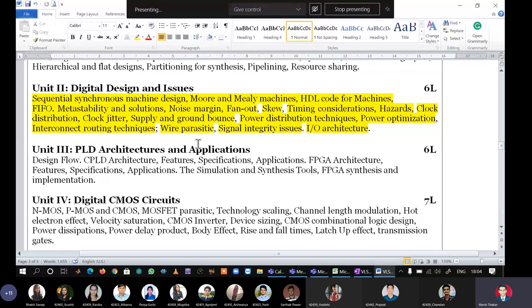And from an examination point of view, there are standard 5 to 6 questions which have been asked in the exam for years. That is why we staff members do not spend a lot of time. Maximum 2 lectures we spend for covering the whole unit. In that also, there is a uniform flow. CPLD: architecture, features, specification, applications. FPGA: architecture, features, specification, applications.